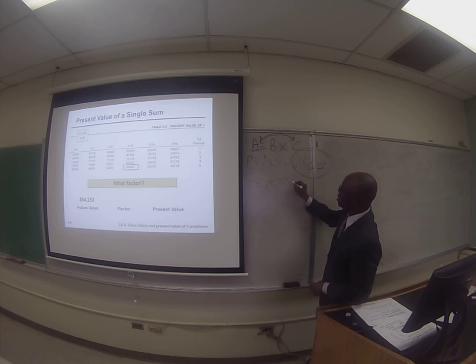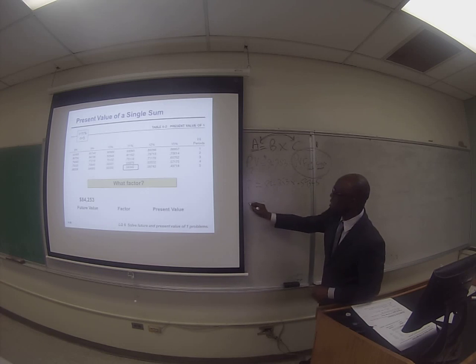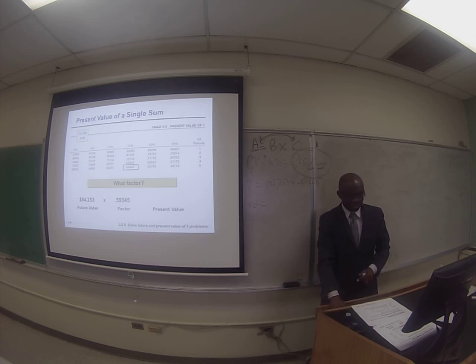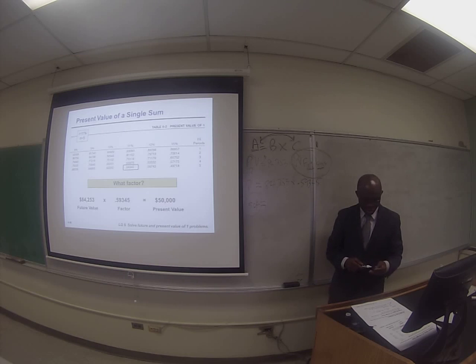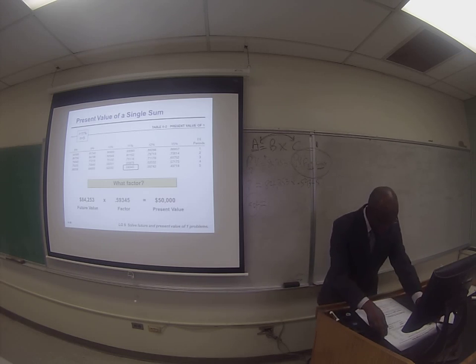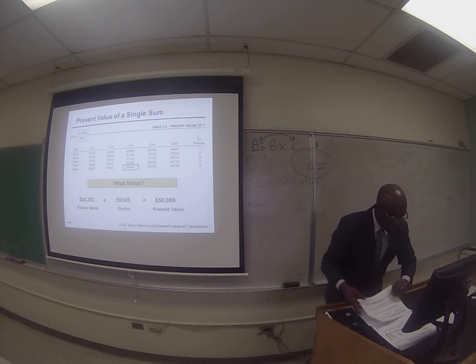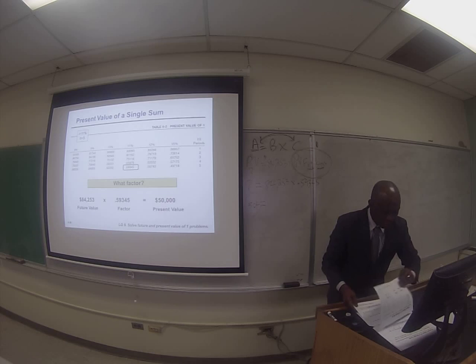So 84,253 multiplied by 0.5934 as the factor. When you do that math, that will give you what? $50,000. So the present value of 84,253 compounded annually for 5 years at 11% will give you $50,000.